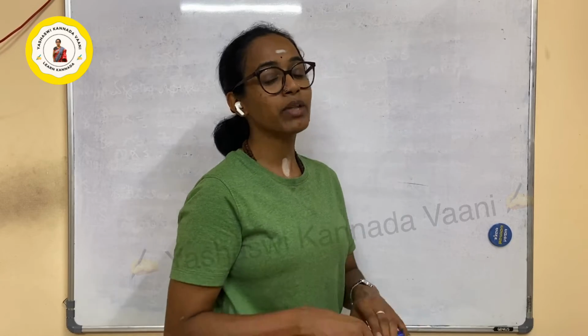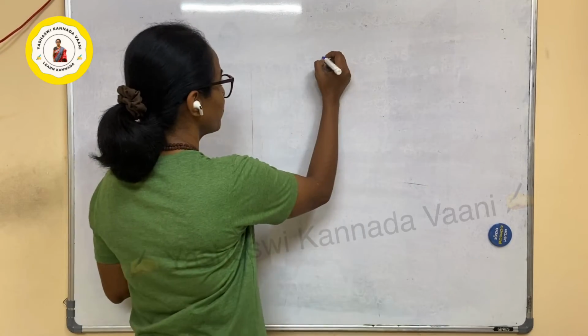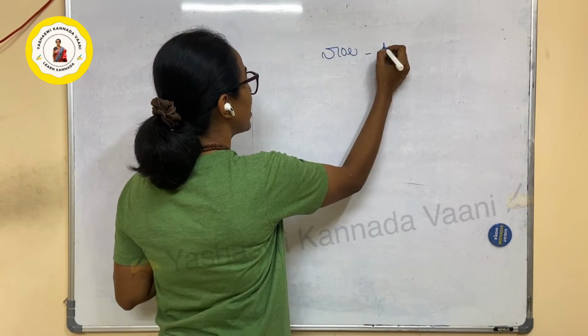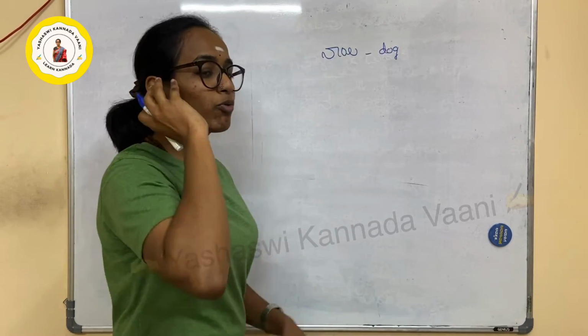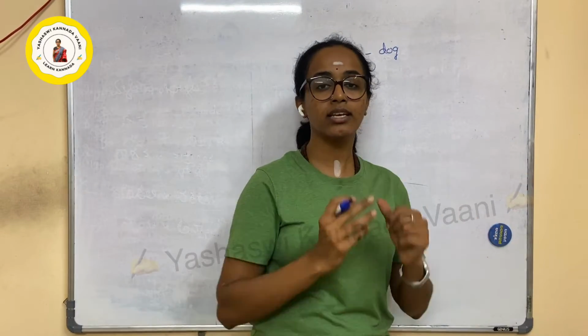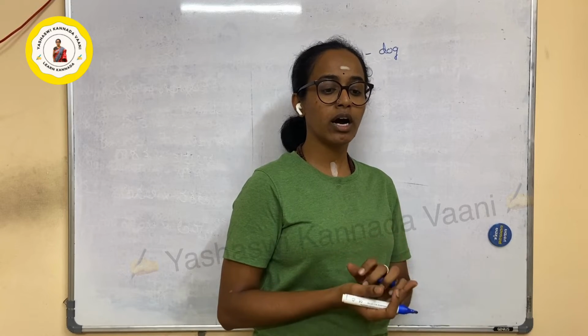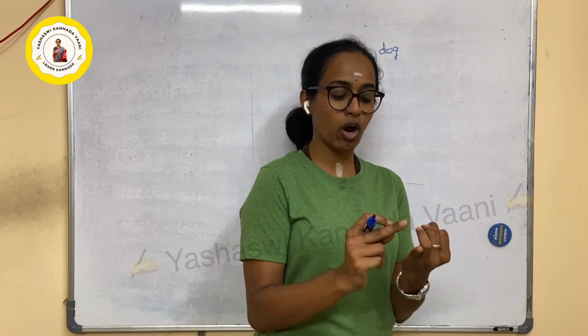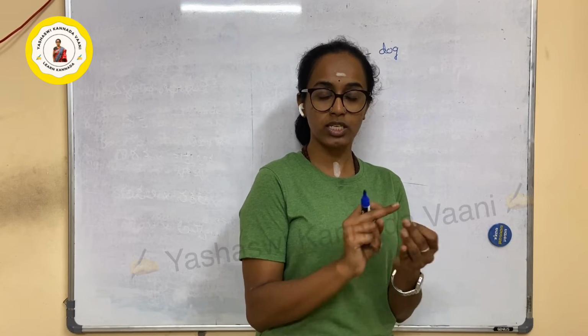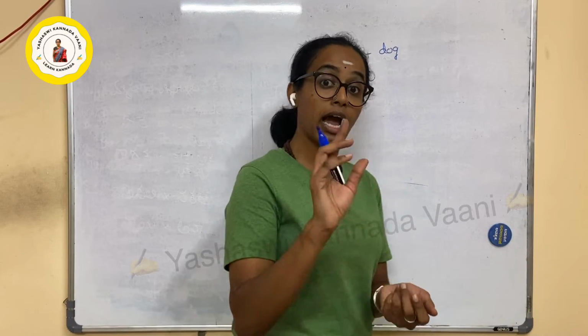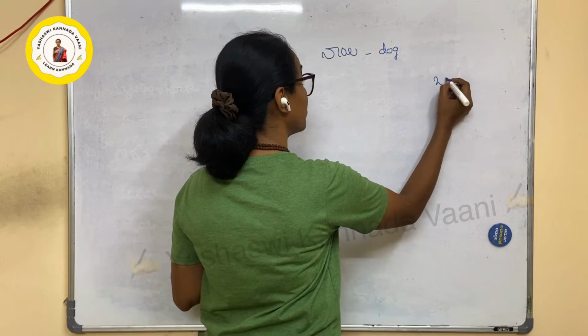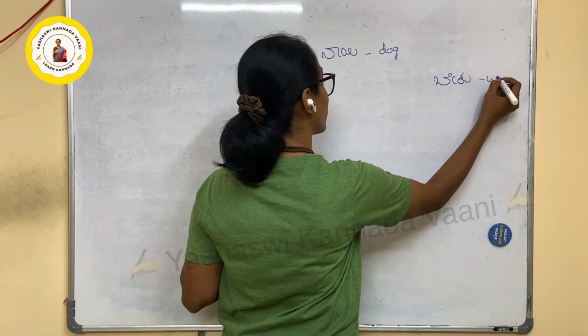For example, I know the word nai. Nai means dog. Now I have to frame a few sentences using nai. I don't know how to use tenses. I don't know how to use past tense, present tense, future tense. I don't know anything of it. But I know a few words. For example, beku. Beku means want.